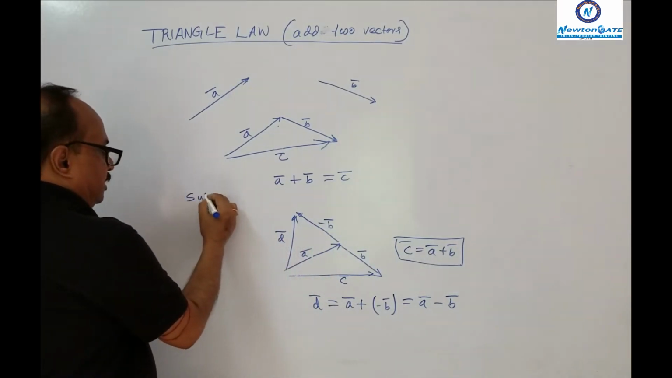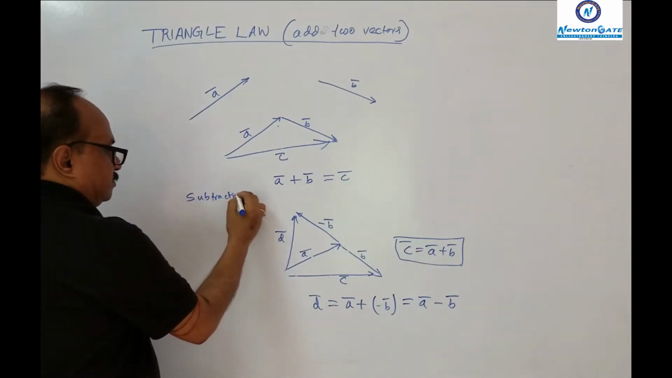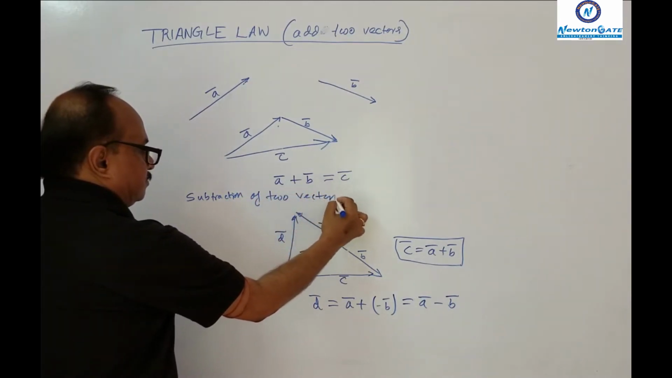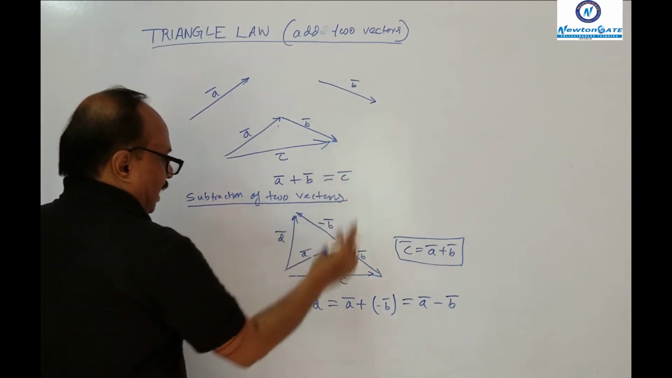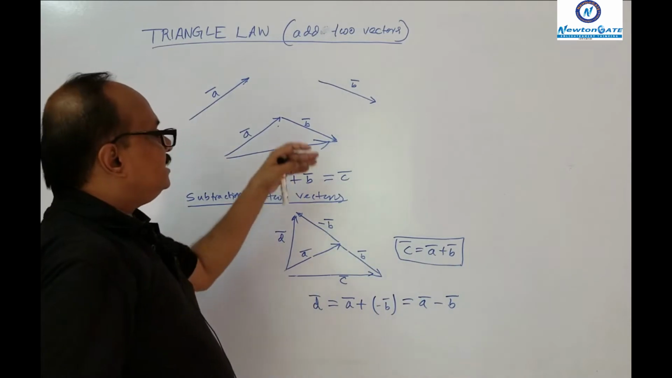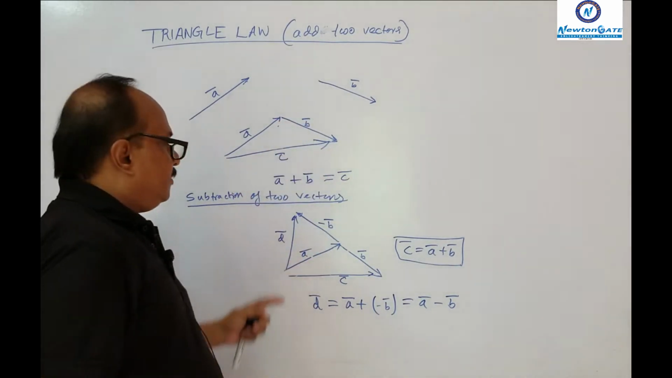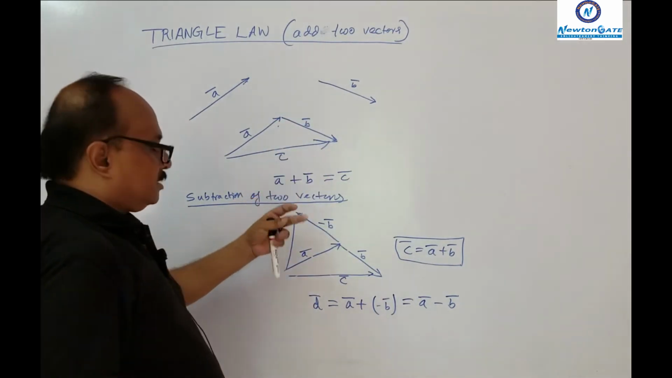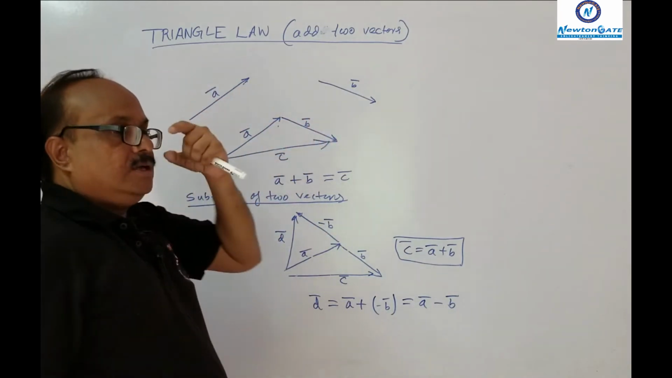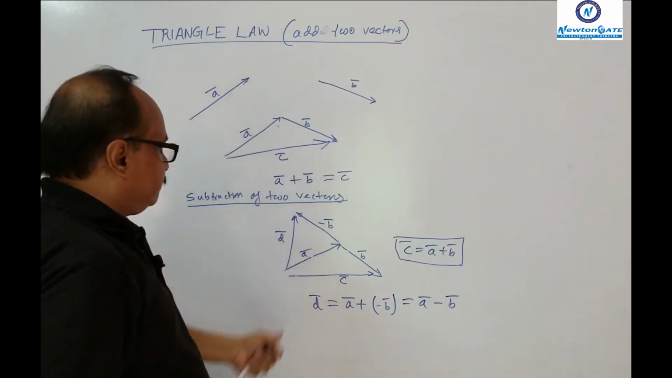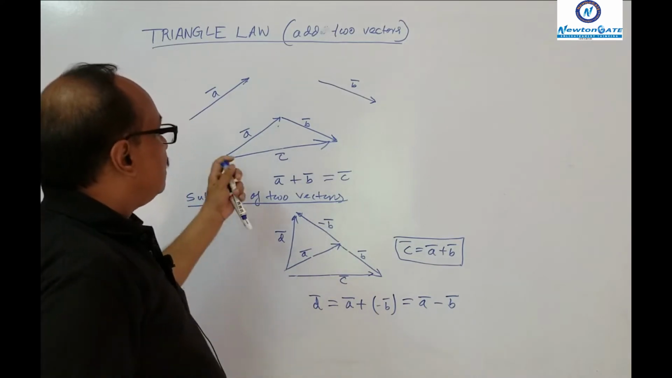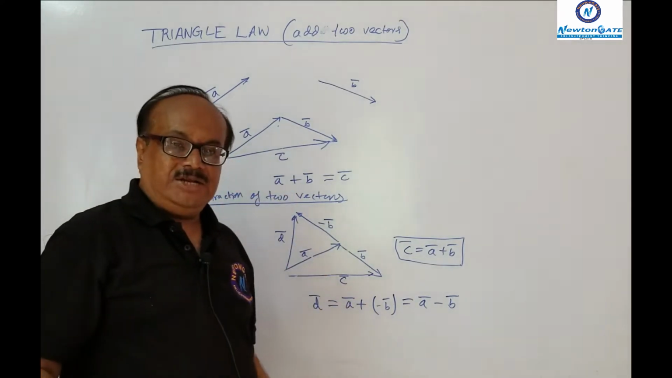So this is called subtraction of two vectors, whereas this is the process of how we add vectors. But subtraction is nothing but a different way of expressing the addition of vectors by the triangle law. So this is all for adding two vectors or subtracting two vectors.